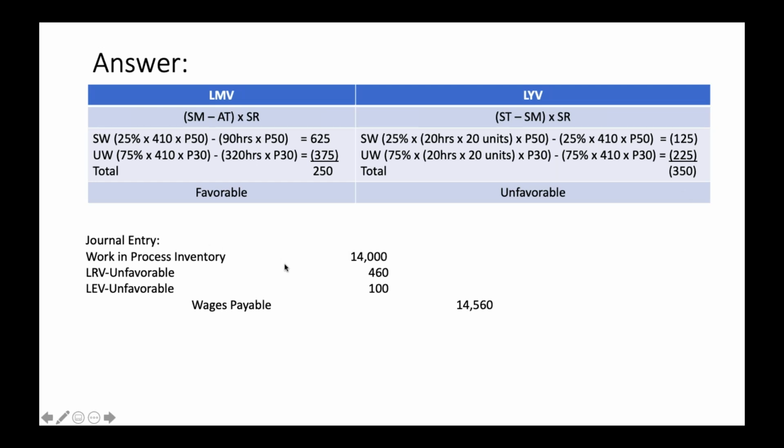So debit work in process at standard rate, standard time, 14. Wage payable is actual. Oops, we have here some error again. Let me just check this one.